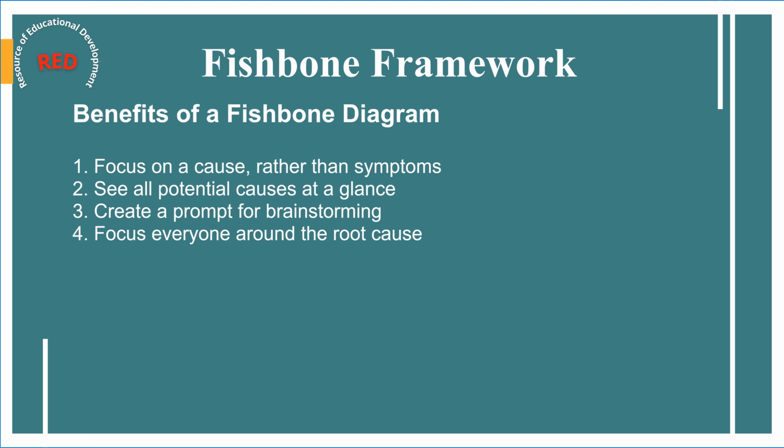Number 3. Create a prompt for brainstorming. Many teams use a fishbone diagram as a jumping-off point for a structured brainstorming exercise, to generate a large number of potential ideas about what the root cause could be. Number 4. Focus everyone around the root cause. Instead of identifying the causes of a problem independently, a fishbone diagram enables the team to focus on working together, analyzing, and prioritizing different possibilities until they land on the root cause.